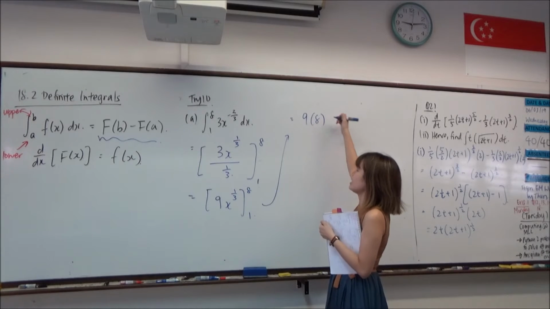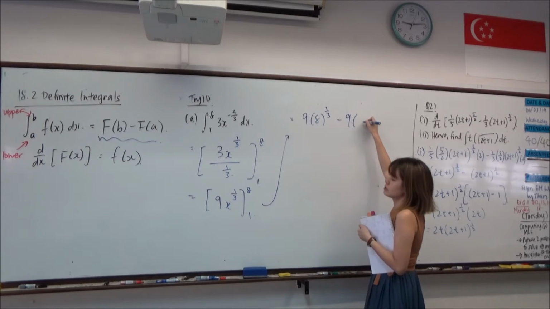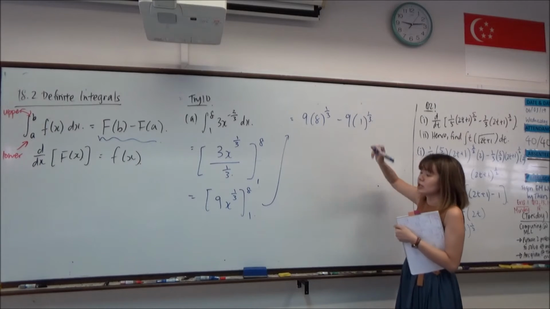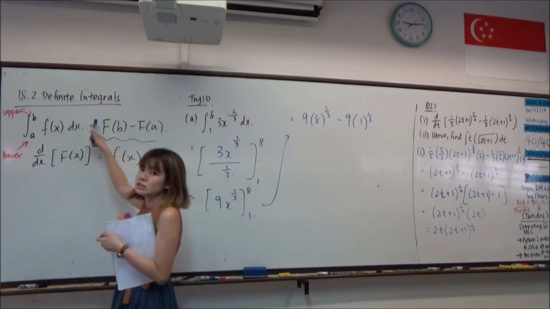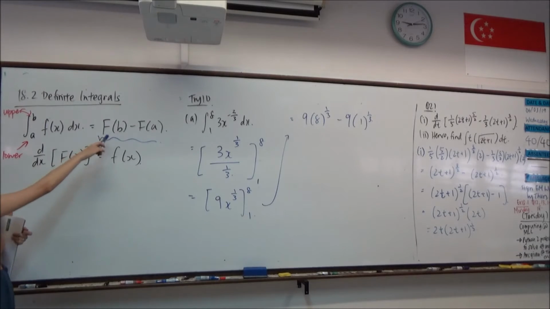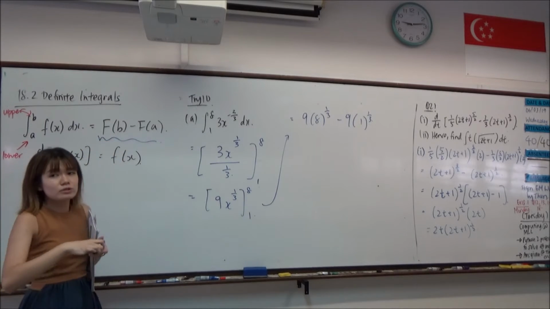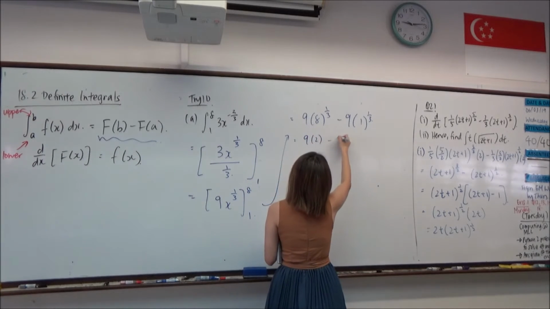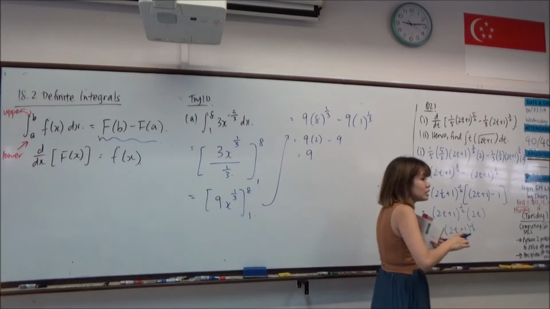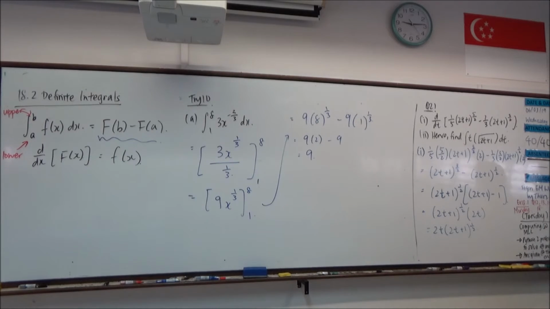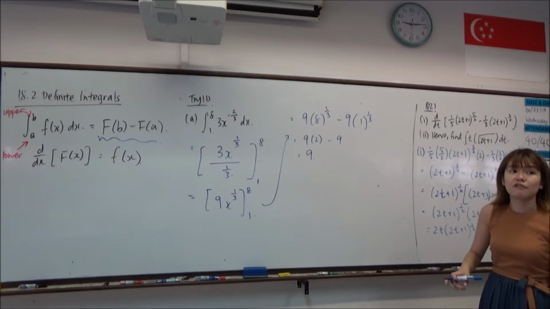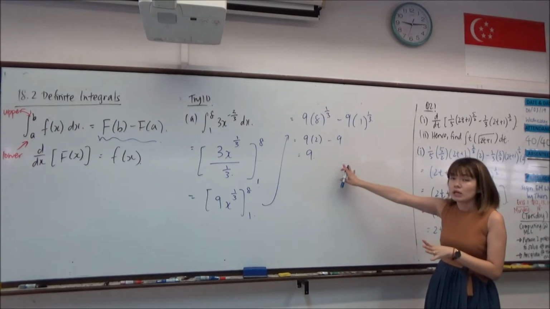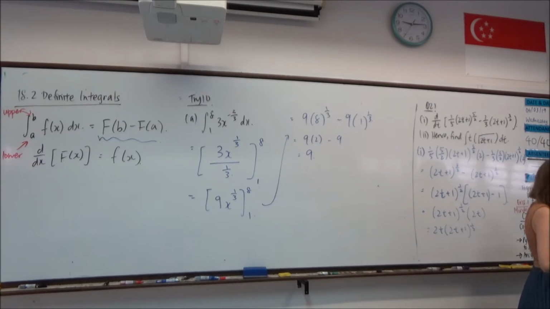So substitute x to be 8, minus away, substitute x to be 1. This is what it means by considering the original function. Substitute in the x value to be b and then substitute the x value to be a. So in this case, 9 times 2 minus 9. The value for this definite integral will be 9. We are not looking at the application of it as area yet, so just leave the value as 9, no units required.